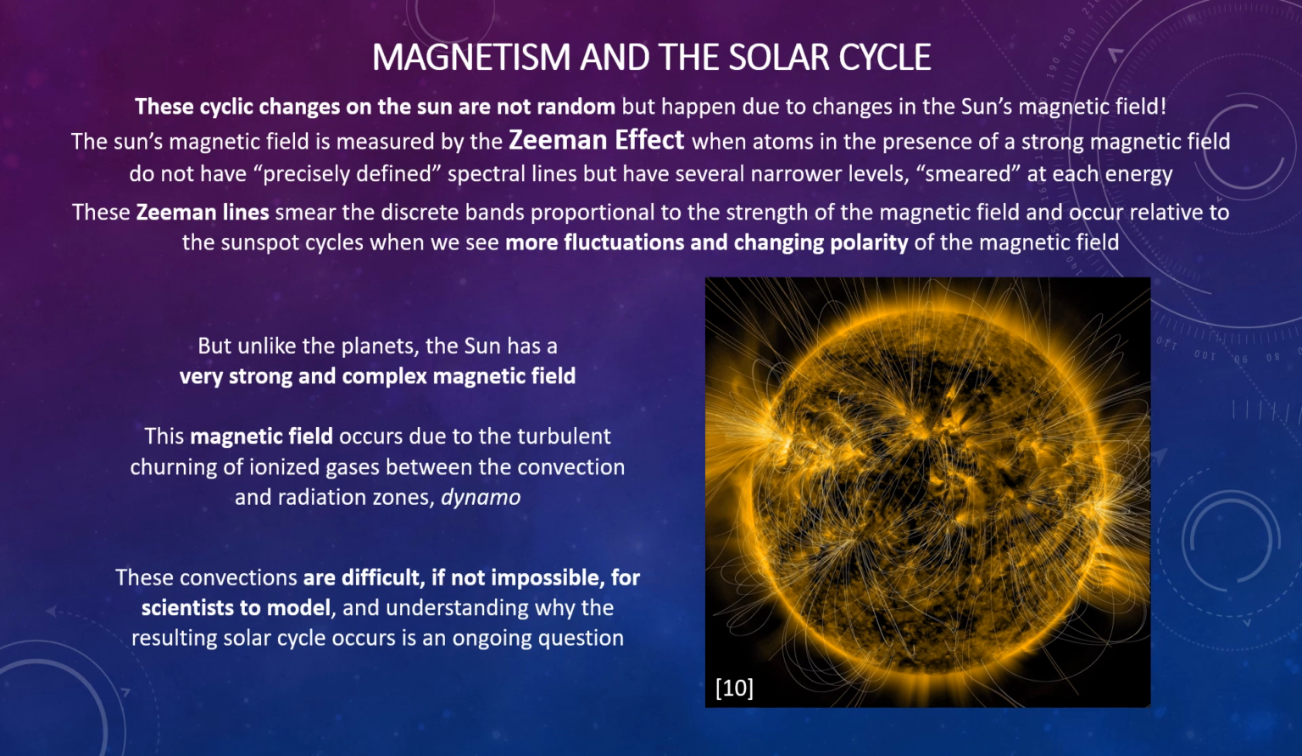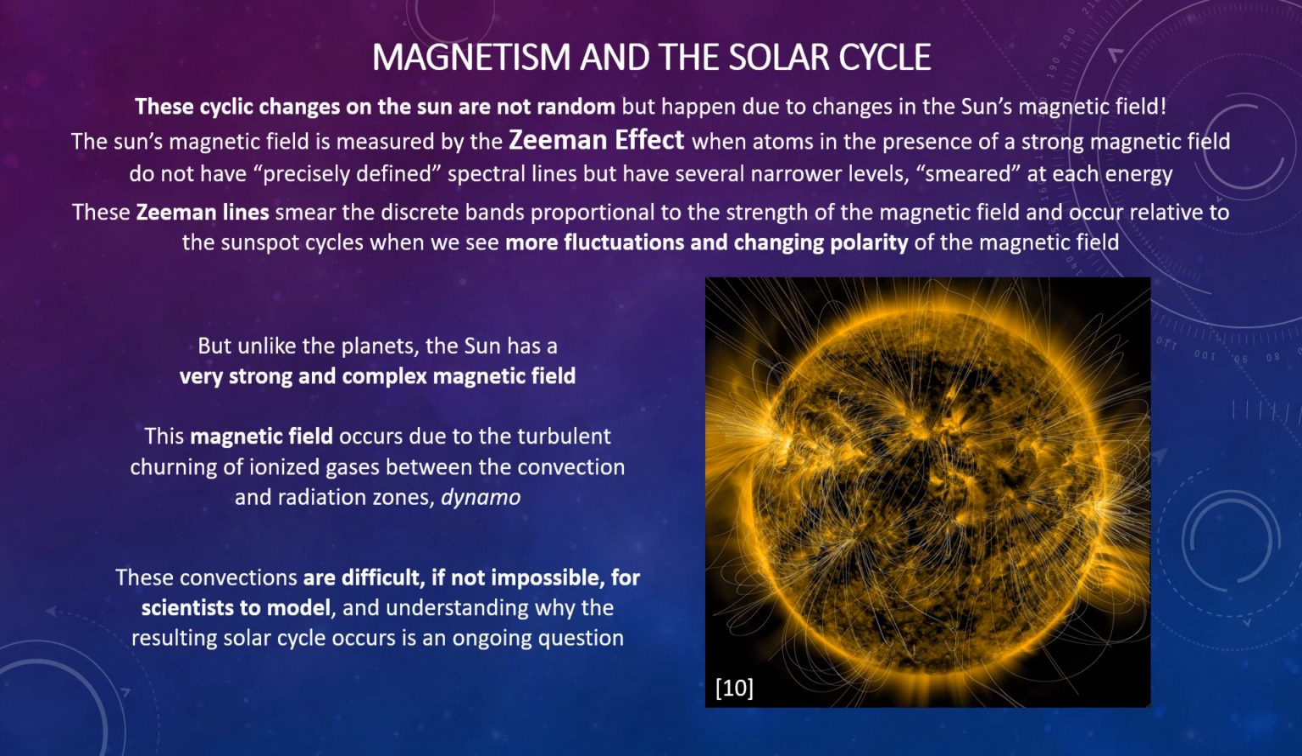So, unlike the planets, which have relatively stable magnetic fields, the sun's is very strong and very complex. This magnetic field occurs due to the turbulent movement of the ionized gases in plasma in the convection and radiation zones, which gives rise to what we call a dynamo effect.